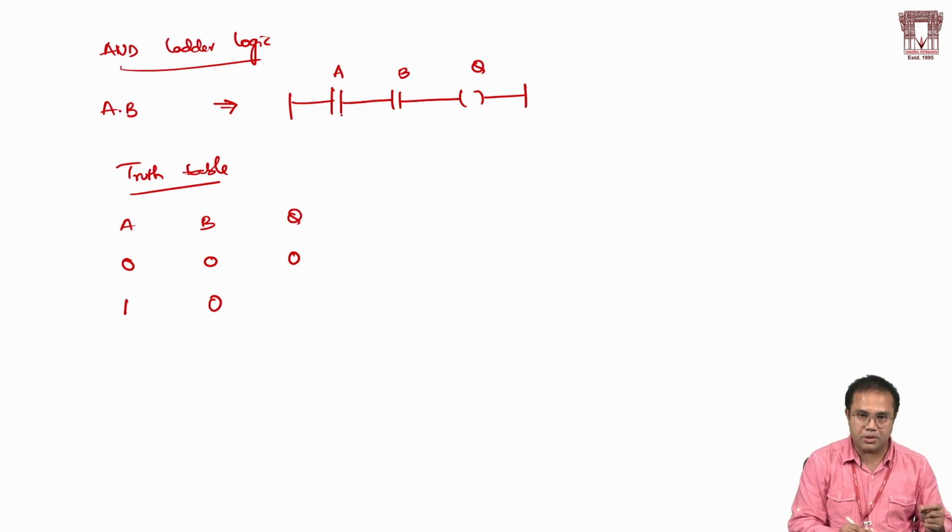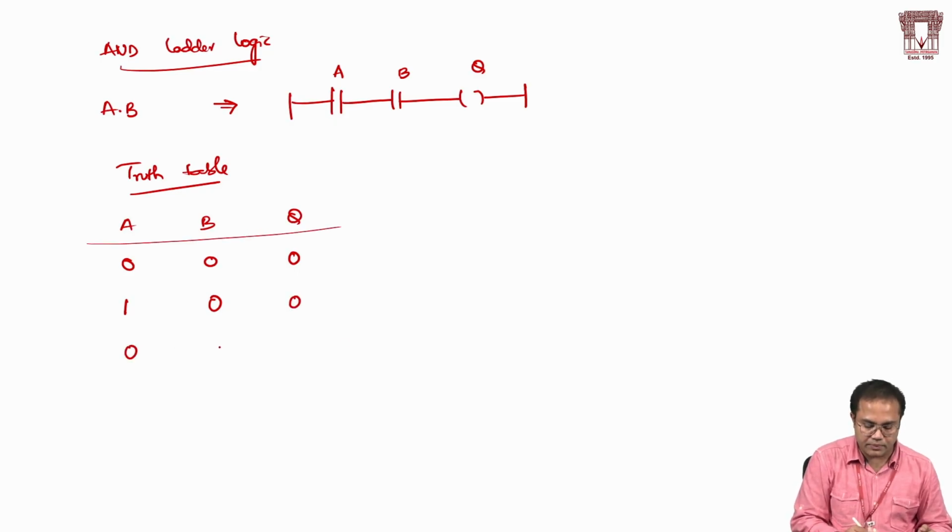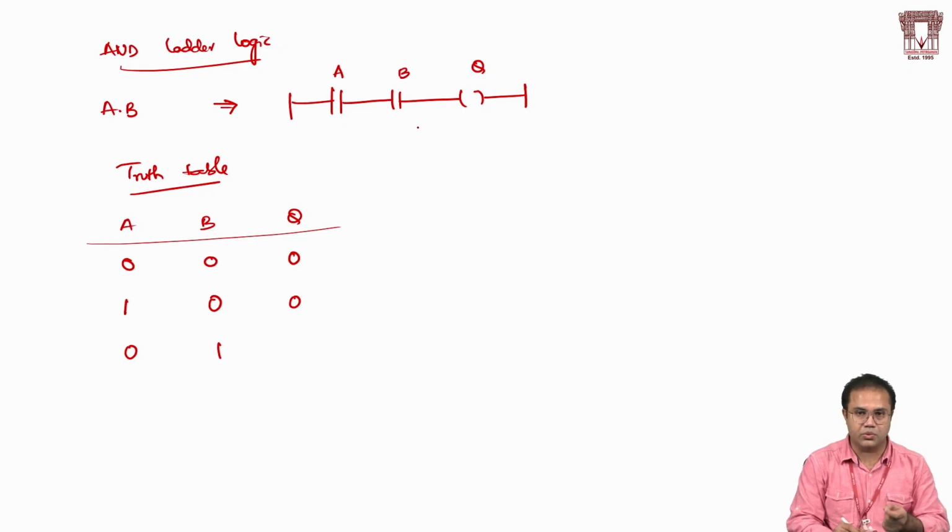So the property of this A instruction will change to normally closed, whereas the B remains open, unchanged. So one of the contacts is closed, another contact is open, and both are in series. So still there is no continuity to the output. So still the output remains 0, right? Next, 0, 1. Now this time B gets changed, B becomes closed, whereas A remains open. Still there is no continuity, so output is 0.